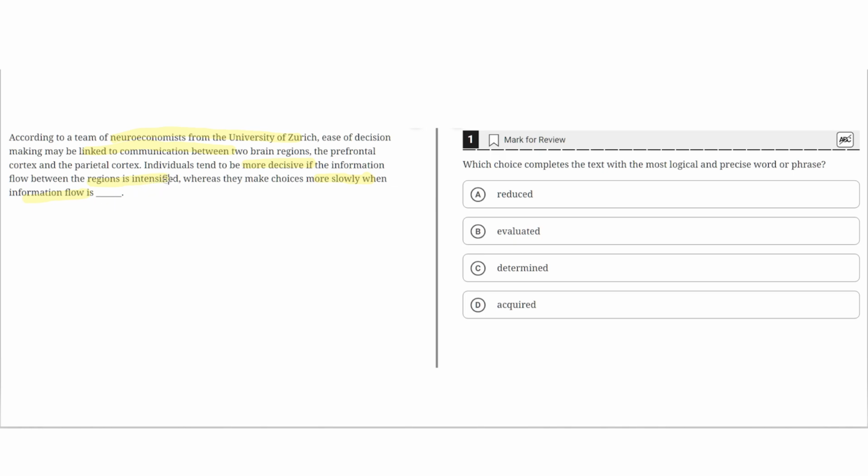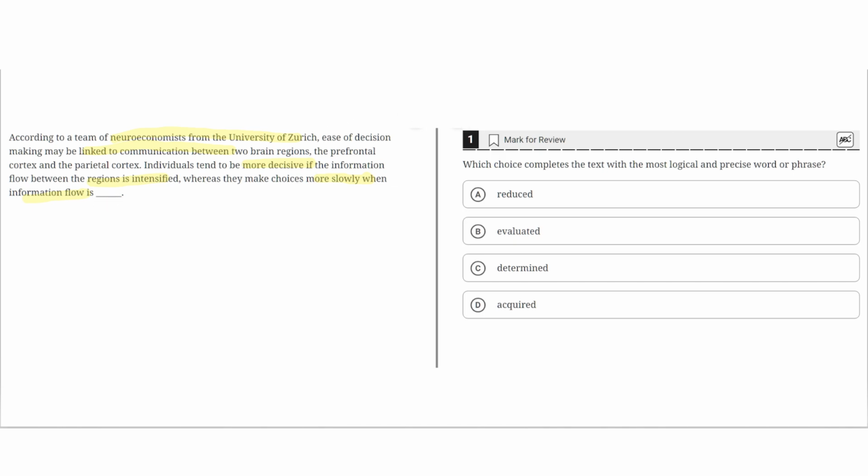So a key part of this is that the second sentence has two parts. The first part highlights how individuals tend to be more decisive if information flow between the regions is intensified. And the second part highlights the opposite, where they make choices more slowly when information flow is decreased. So the correct answer would highlight how information flow is decreased.